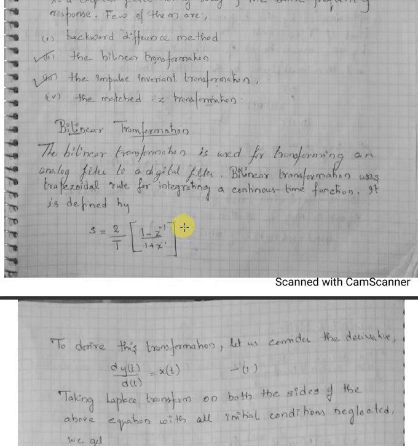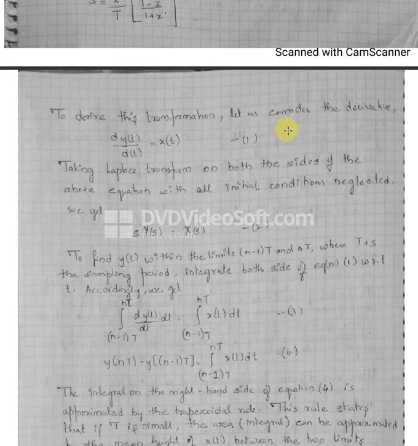Okay, now the derivative that they have considered for this transformation is this. Once you take Laplace transform of it, ignoring all the initial conditions, you would end up getting this. Now what they are doing is they are going to find y of t out of it. And how are they doing it? They are going to integrate this. Okay, we are going to work on equation 1. See, to find y of t between the limits (n minus 1)T to nT, where T is nothing but your sampling period.